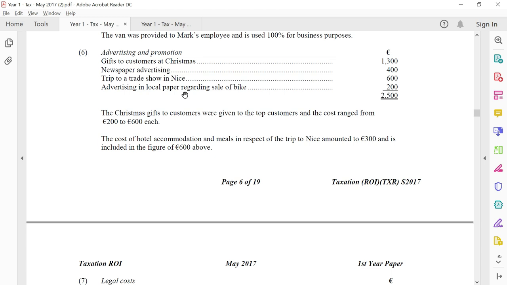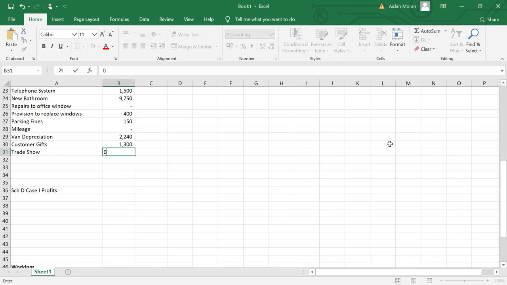Advertising in local paper regarding the sale of a bike, it's not a business expense. Unless it's the sale of an electric bike, but he's not involved in buying and selling bikes. Therefore, it's not a business expense. So advert, bike is disallowed.